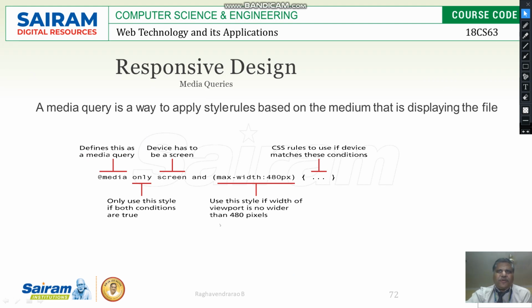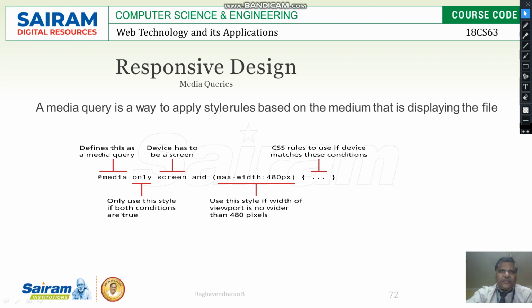So media query is the important thing which I already discussed. With this only you are going to get the responsive designs. Media only screen and maximum width is 480. You can change this according to your need: 620 you can make it, 840 you can make it, 480 you can make it. Anything that you wish you are able to do. The only thing is that the specification should match with the screen size.